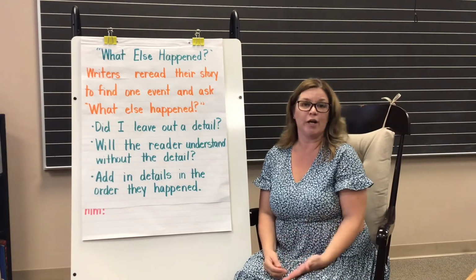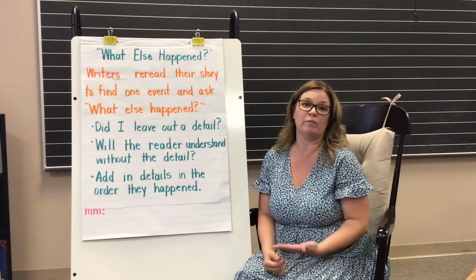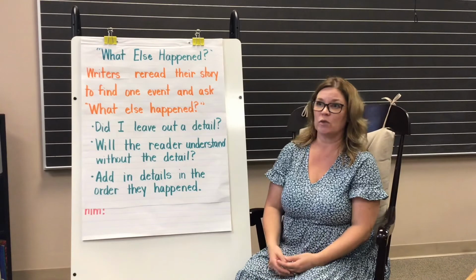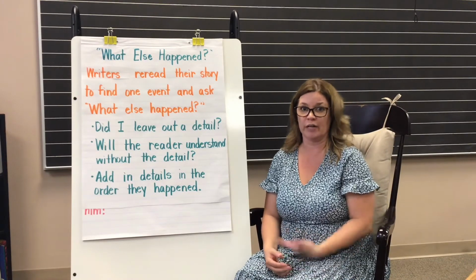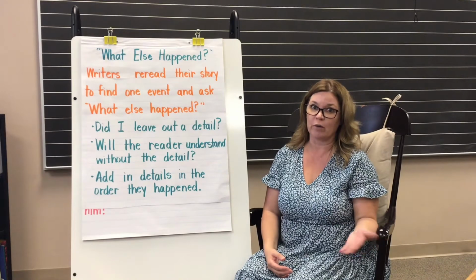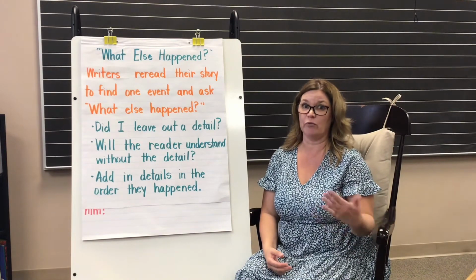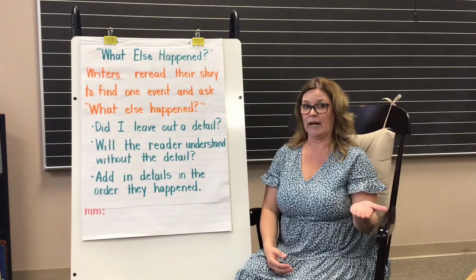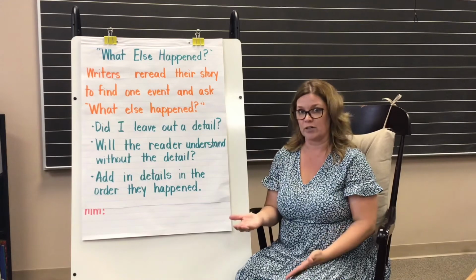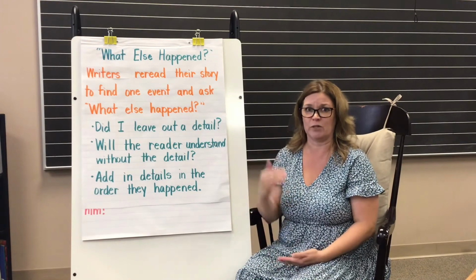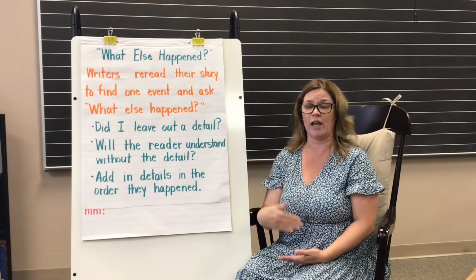So let's first start off by reviewing what we have been working on for the last week and a half in Writer's Workshop. We have started writing fictional narratives, and remember that fiction stories are made-up stories, and there are some fiction stories that could really happen. Those are called realistic fiction. And so we are writing a fictional narrative story. Now, a narrative is just a story that follows in an order from beginning to middle to end.